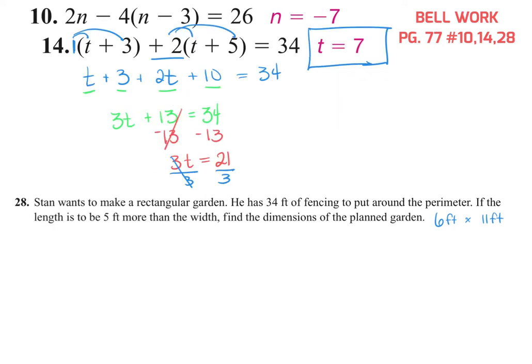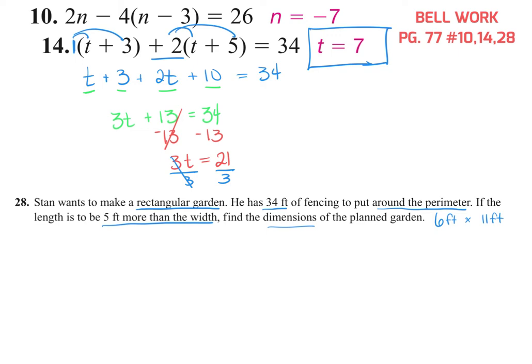For number 28, it says Stan wants to make a rectangular garden. He has 34 feet of fencing to put around the perimeter of the garden. So if the length is 5 more than the width, find the dimensions of the planned garden. When they ask for dimensions, that means they want the length and the width. They want all the dimensions, okay?